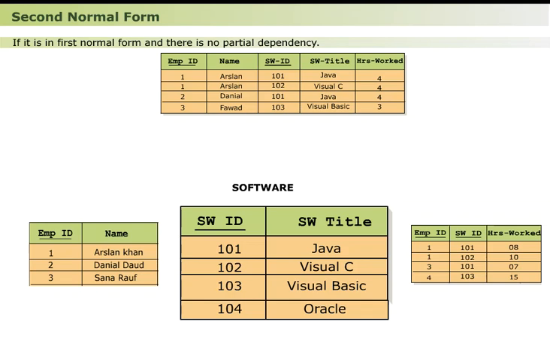The software title update in software table does not need multiple updates as there is no redundancy, while need multiple updates in original employee table. Similarly, the employee name update in new employee table does not need multiple updates as there is no redundancy, while need multiple updates in original employee table.